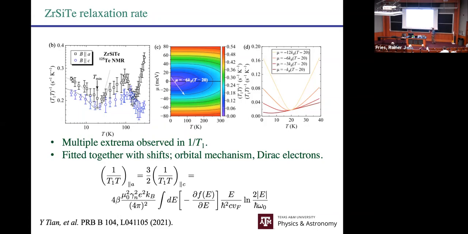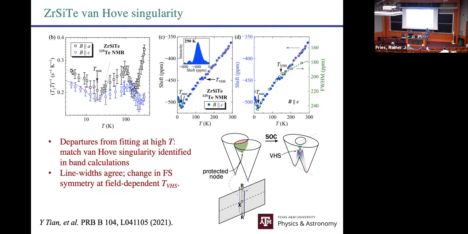So fitted together, we have Dirac electrons. This is the equation for the behavior. This is for the two-dimensional case where there's a factor of 3 halves between the two. And that actually works for both orientations. So you can see the black and the blue are the two orientations for this case. So it is along and perpendicular to the nodal line, which in this case is a one-dimensional thing.